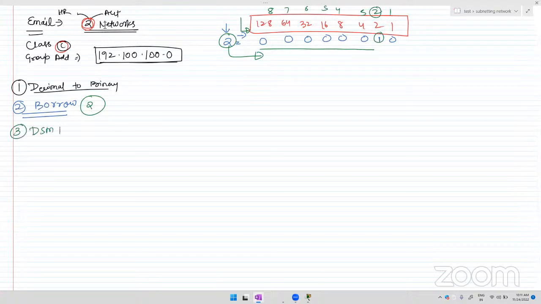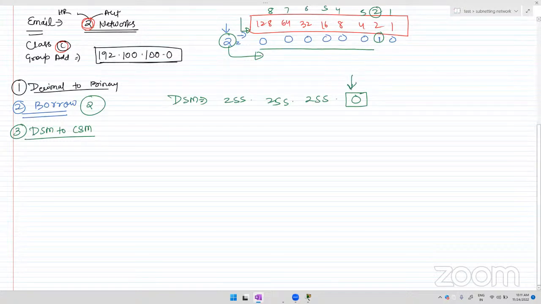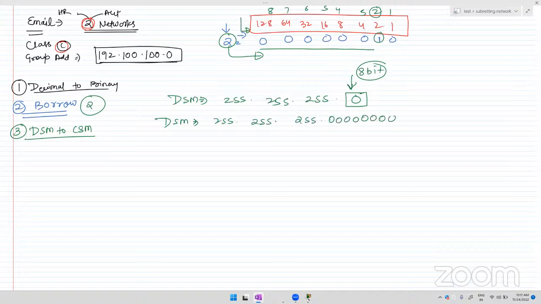The third thing is DSM to CSM. The Class C default subnet mask is 255.255.255.0. Gopi, in this octet, how many bits are available? 8 bits. Very good. So how do we represent the DSM now? 255.255.255.0, and in the last octet 0, 0, 0, 0, 0, 0, 0, 0. That's very good.